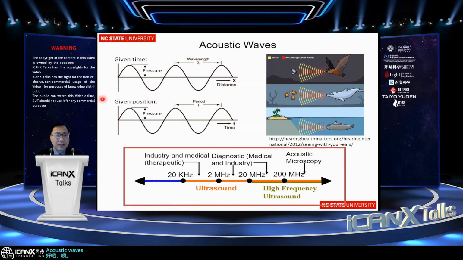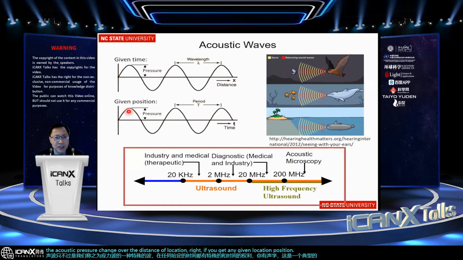Acoustic waves are also called stress waves. It's a kind of wave in both spatial and temporal domains, right? At any given time, this is the typical acoustic pressure change over distance or location. If you look at any given location or position, the acoustic energy or pressure will change over time. So that's what we call spatial and temporal dependence. And because of these waves, you have wavelengths or periods, corresponding to the frequency.